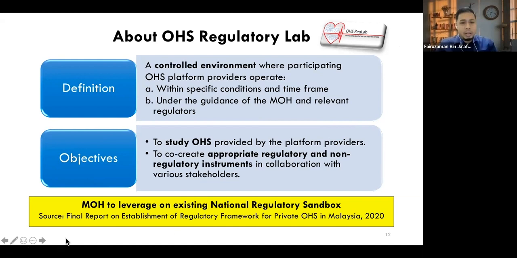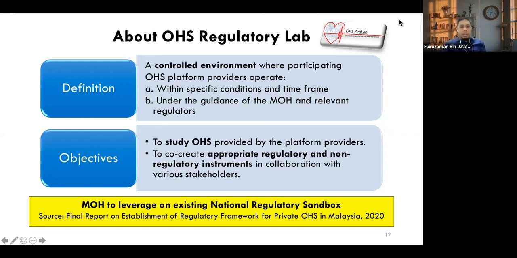Okay, so we call it the Reg Lab, short for the regulatory lab, for ease. So Reg Lab is a controlled environment where participating OHS platform providers operate within a specific condition and time frame under the guidance of the Ministry of Health and relevant regulators. And the Reg Lab is voluntary. The objective of this Reg Lab, firstly, is to understand and study the OHS provided by the platform providers. We use platform providers as a phrase to explain the companies or the entities behind these digital platforms.